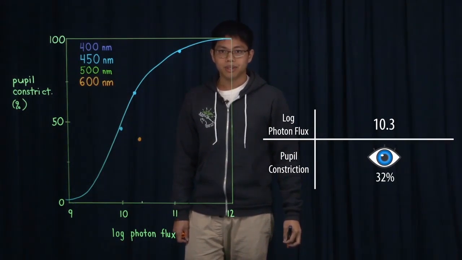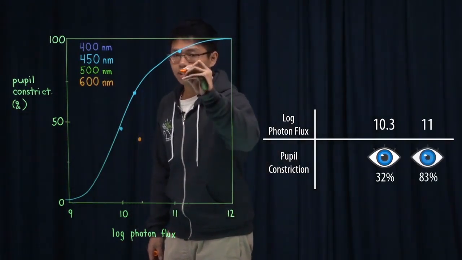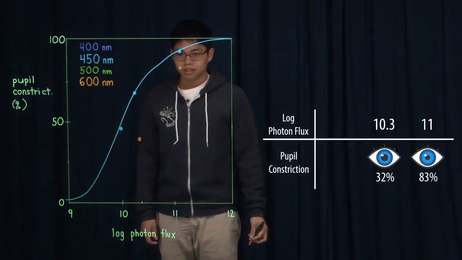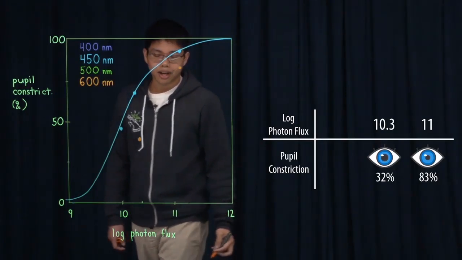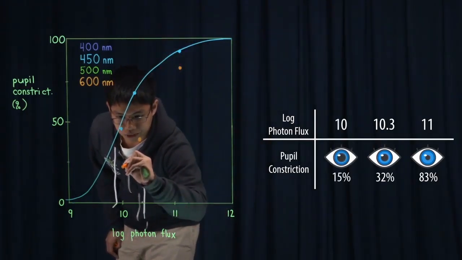Our second data point, we had a higher light intensity, which resulted in a pupil constriction of 83%, which is around right here. And our third data point, we had a lower light intensity, which resulted in a pupil constriction of 15%, which is right here.